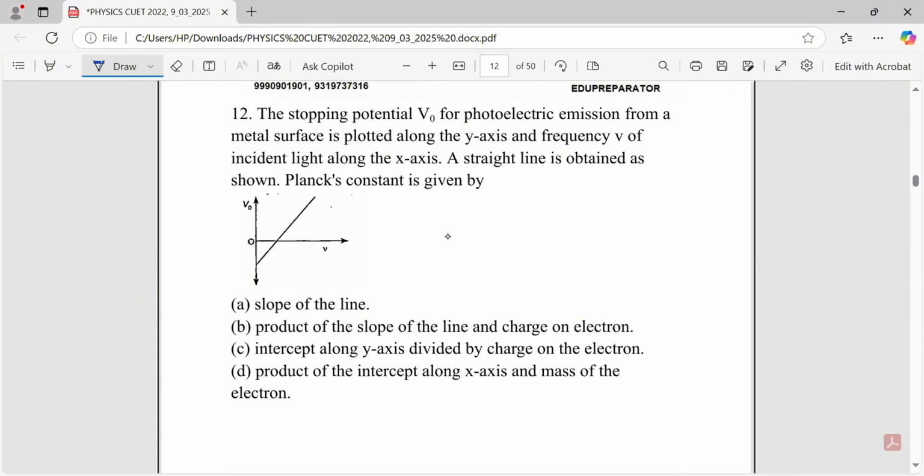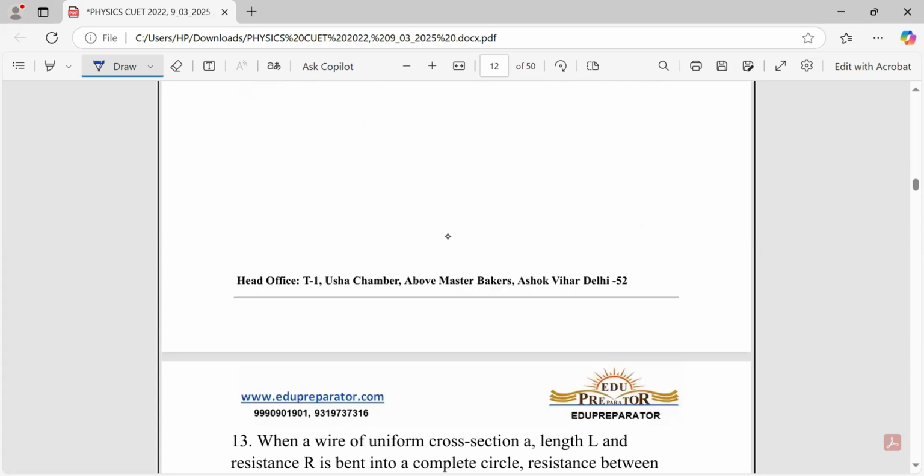Now the 12th question is involving the equation. We know that the Einstein equation e V naught is equal to h nu minus work function. If I differentiate, e delta V naught by delta nu will be equal to h, right? So this value comes to be the slope of it, right? So we have Planck's constant h equal to e into slope. So the slope of the line and the charge on the electron, B is the answer. Let's move to question number 13.